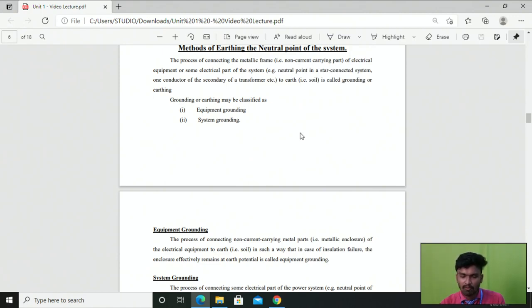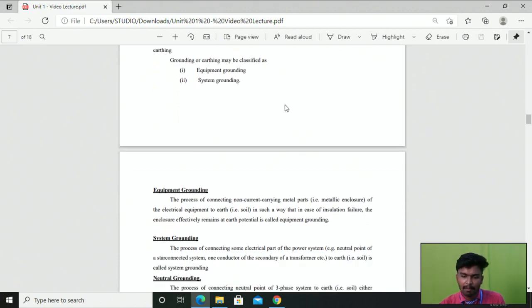Right. So the process of connecting the metallic frame of electrical equipment, or otherwise some electrical part of the system, to the earth is called grounding, or also called earthing. The metallic frame is nothing but the non-current carrying part of electrical equipment. If it is an electrical part, it means the neutral point of a star connected system, or one conductor of the secondary of the transformer, etc. So we need to connect that point to the earth. The earth is nothing but soil. So this process is called grounding or earthing.